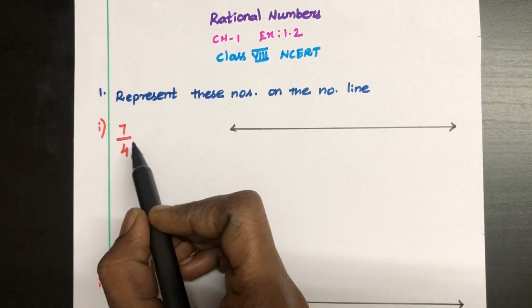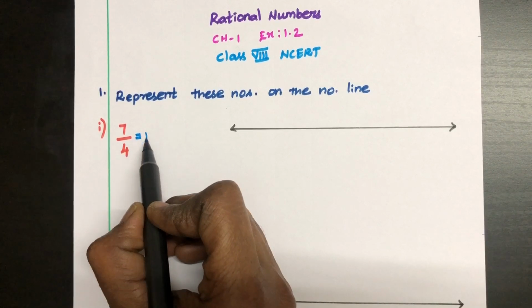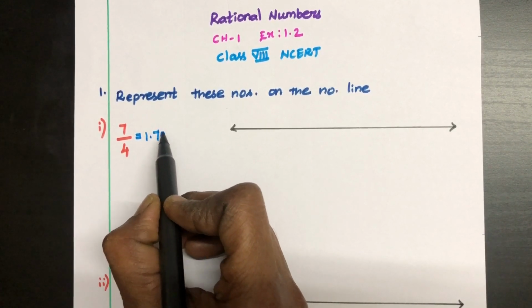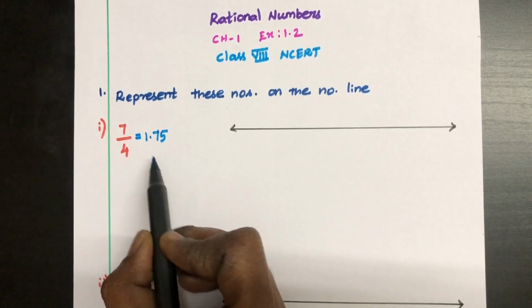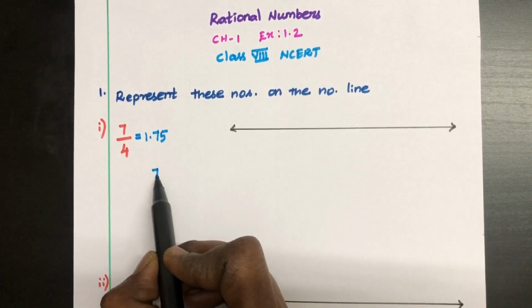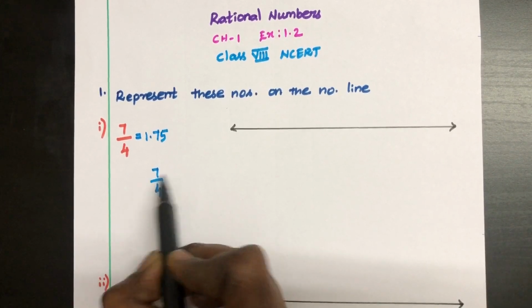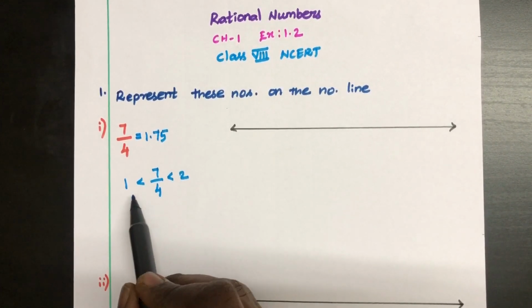So, 7 by 4. What is the value of 7 by 4? If we find the decimal, it is 1.75. So, it's very easy to find where it falls. See, it is greater than 1 but lesser than 2. So, 7 by 4 is less than 2 but 1 is less than 7 by 4.